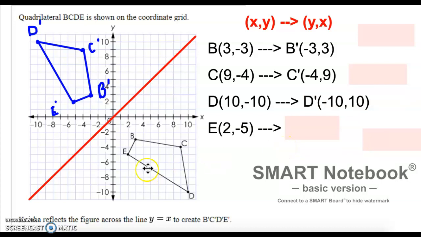And finally, point E in our original quadrilateral has coordinates (2, -5). So when we reflect that point over the line y equals x, E prime is going to be located at the ordered pair (-5, 2) to give us quadrilateral B prime, C prime, D prime, E prime.